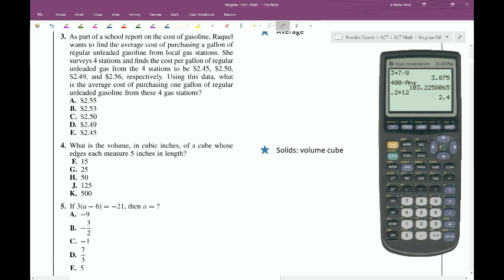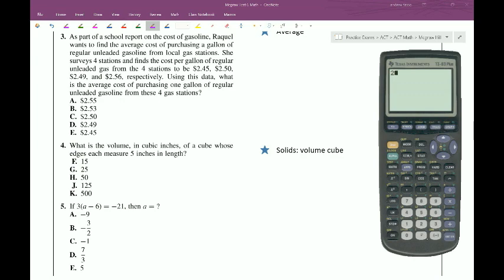As part of a school report on the cost of gasoline, Raquel wants to find the average cost of purchasing a gallon of regular unleaded gasoline from local gas stations. She surveys 4 gas stations and finds the cost per gallon of regular unleaded gas from the 4 stations to be this. Using this data, what is the average? Okay, so all they want you to do is the average.